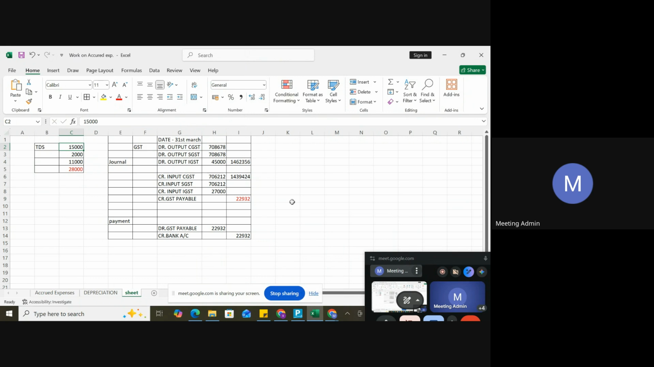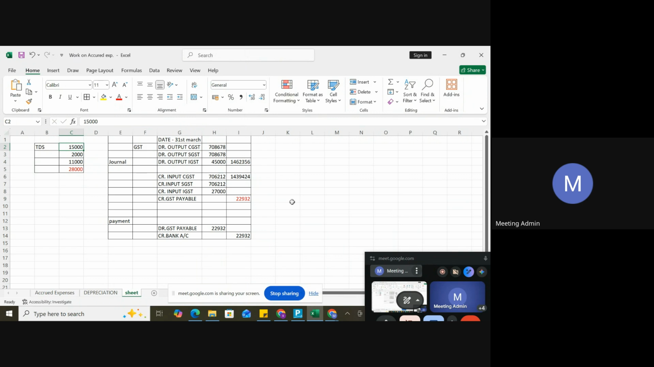So GST. So you already know what is the GST. GST means goods and service tax, right? So what is CGST? What is SGST? What is IGST? CGST means central, SGST state, and I means interstate, right? So what is input? What we purchase is the input. Output means what we sold. What we sell or what we sold is the output.